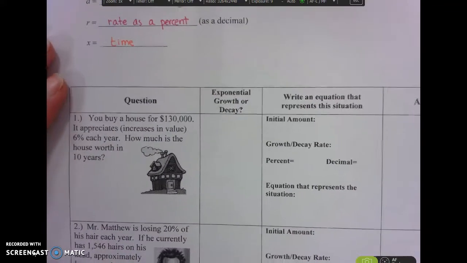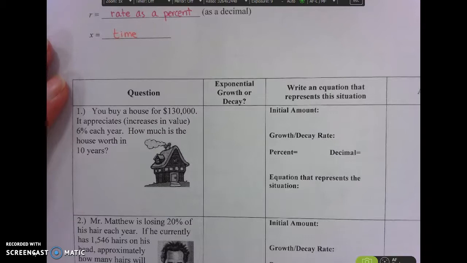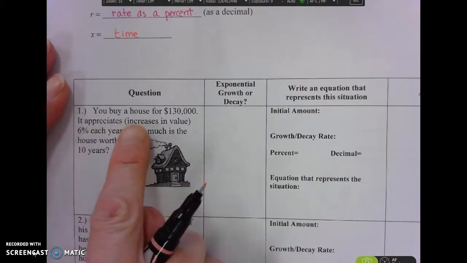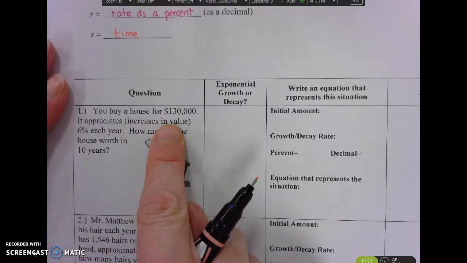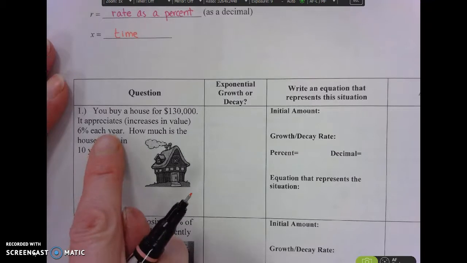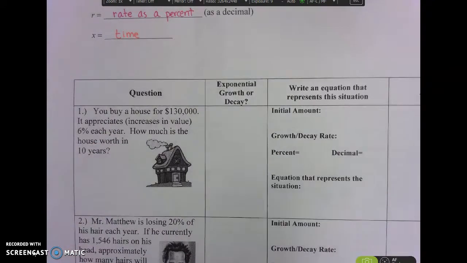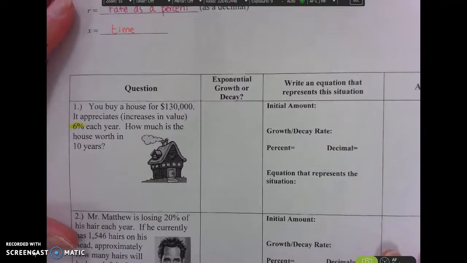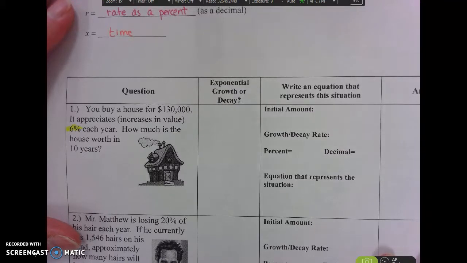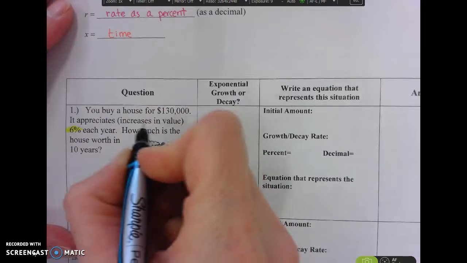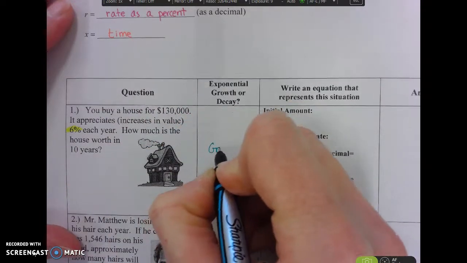So we've got, you buy a house for $130,000. It appreciates. Appreciates is just another way to say increases in value, where if something depreciates, it's going to go down in value, 6% each year. Since we see that 6%, that's kind of your clue that you've got yourself an exponential function. And I want to know how much the house is going to be worth in 10 years. So growth or decay, appreciates meaning increases. This is a growth problem.